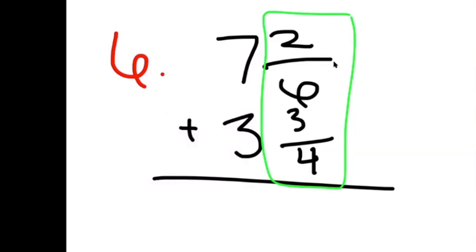So since the denominators aren't the same, just make them the same. Like we did in problem 9, we should multiply both of them. Oh, what should we multiply them by?